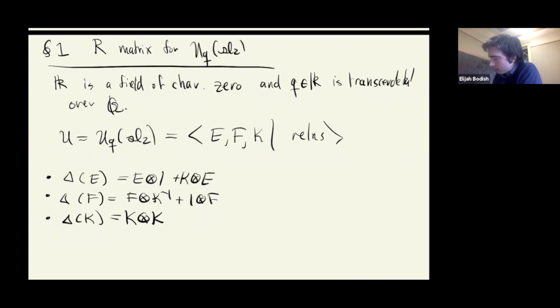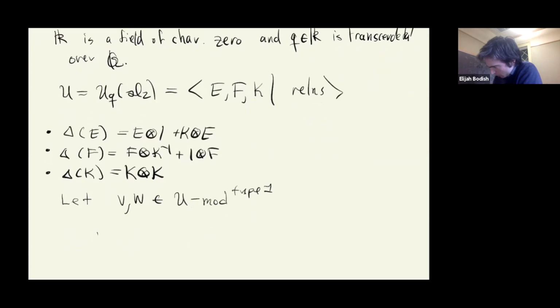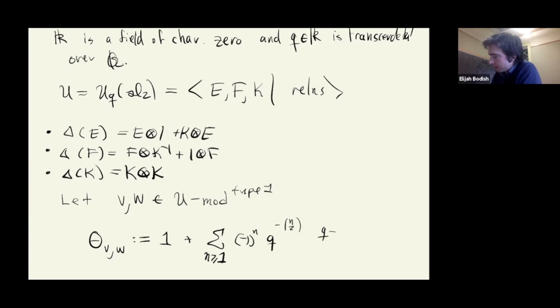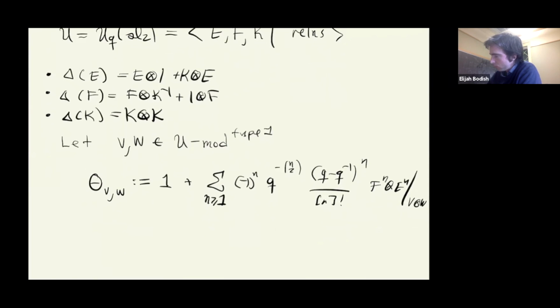So now if we take V and W in U-mod of type 1, we're following Jantzen now. So if you've read this section, hopefully most of what I say is familiar. So the Theta of V, W is going to be equal to 1 plus, and I take a sum over all n bigger than or equal to 1, of negative 1 to the n, q to the negative n choose 2, q minus q inverse to the n over the quantum n factorial, F^n tensor E^n, and that's acting on V tensor W. So this is Drinfeld's R matrix, but acting on V tensor W without the weird q part.